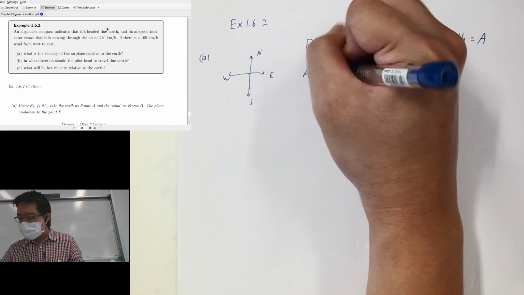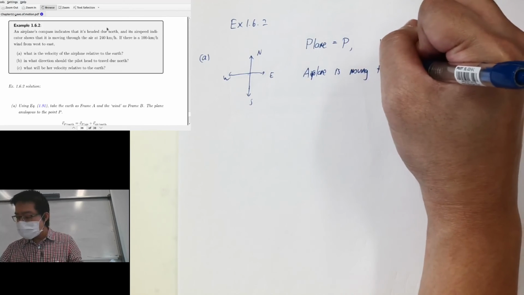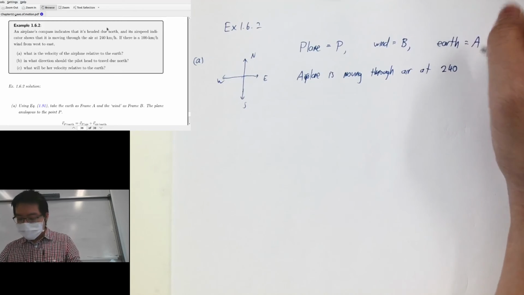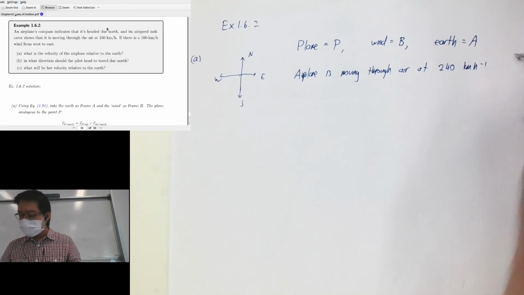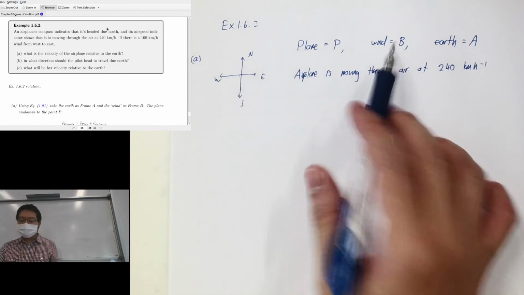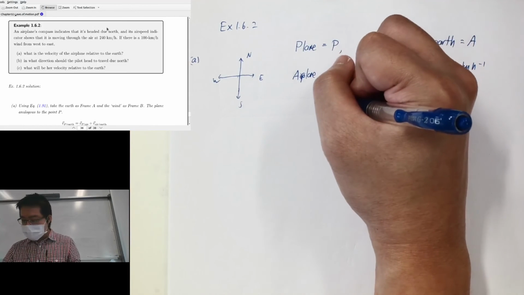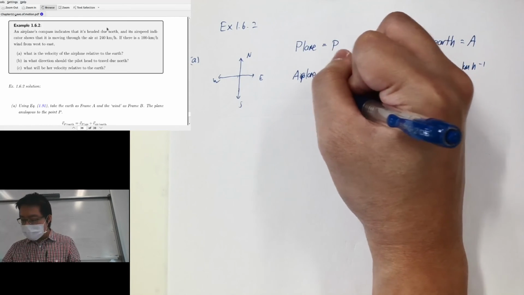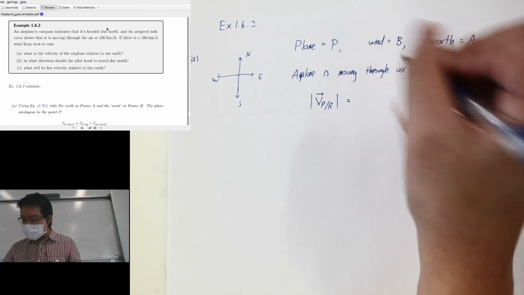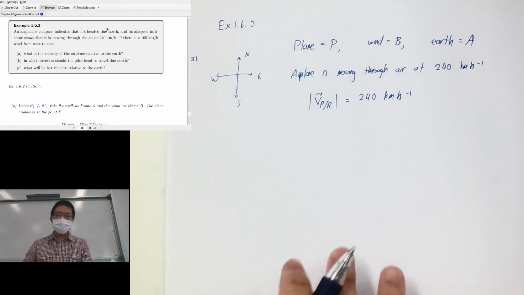Airplane is moving through air at 240 kilometers per hour. So the airplane is moving through the air. That means this is relative to B. So the velocity of my plane relative to B, most of the time it will give you the speed. So we know the speed only. So this is 240 kilometers per hour. Okay, so my airplane is moving through the air at this speed.